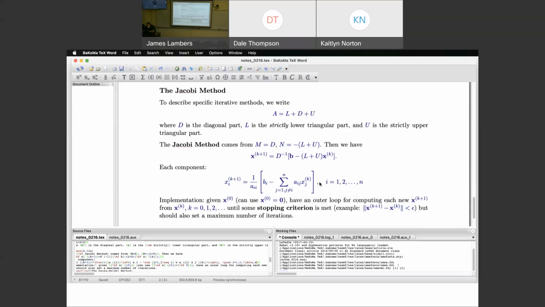I have a question about that. Does that mean we only have to actually store the previous iteration? Yeah. And then we can just keep rewriting it over and over again? Yes. You definitely don't need to store all the iterations. That would be a lot, especially for a large matrix. Exactly.